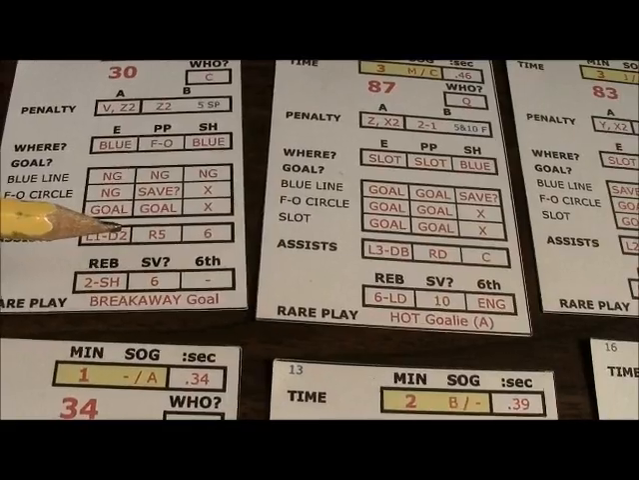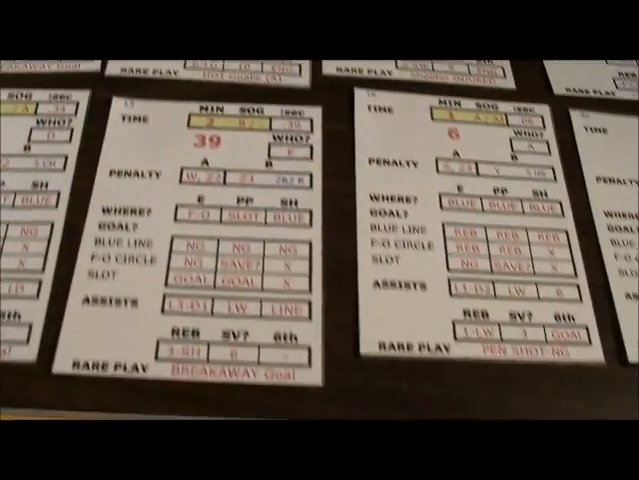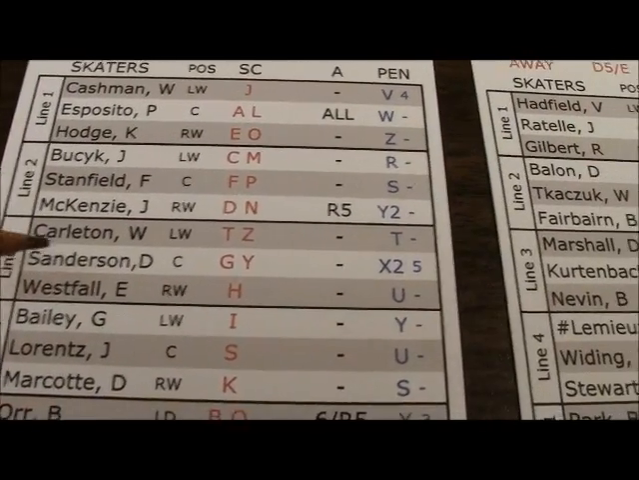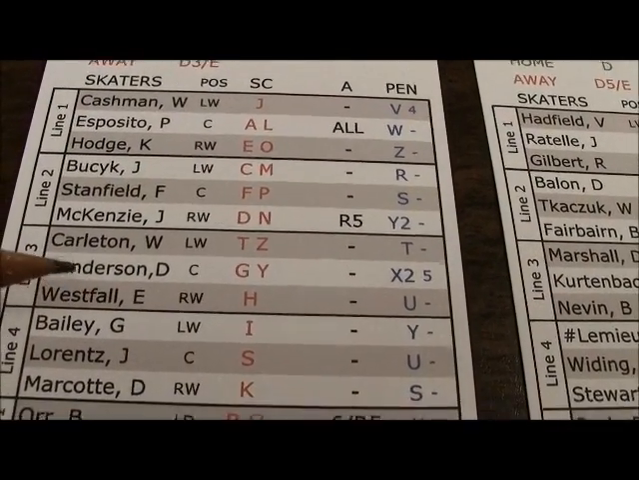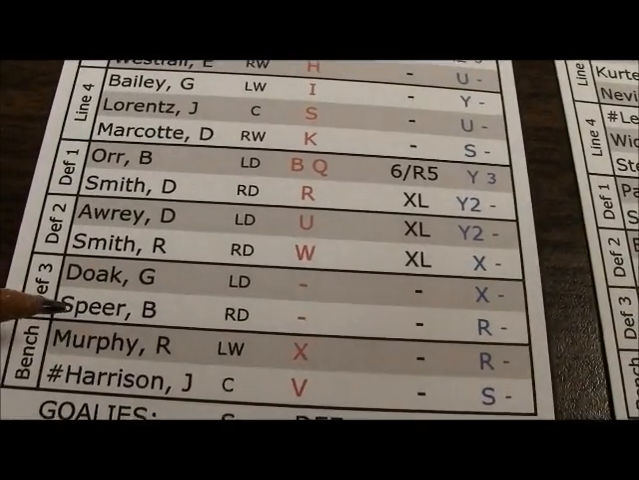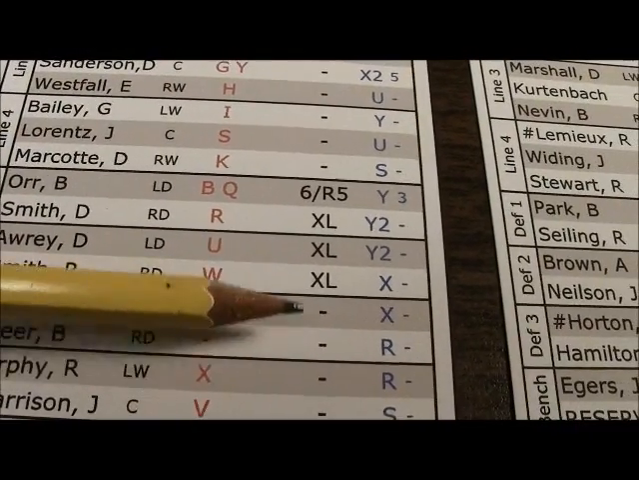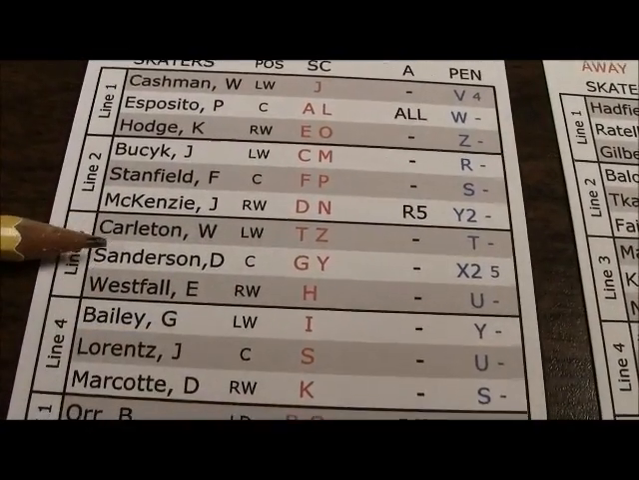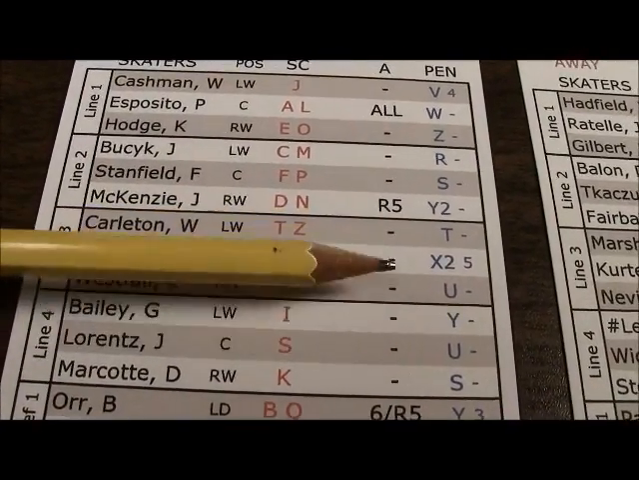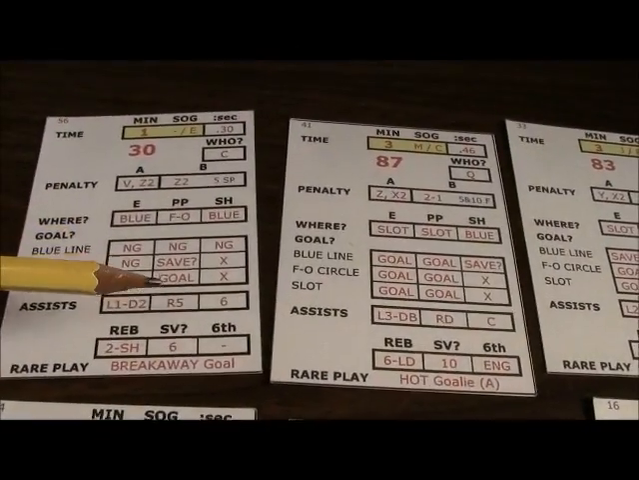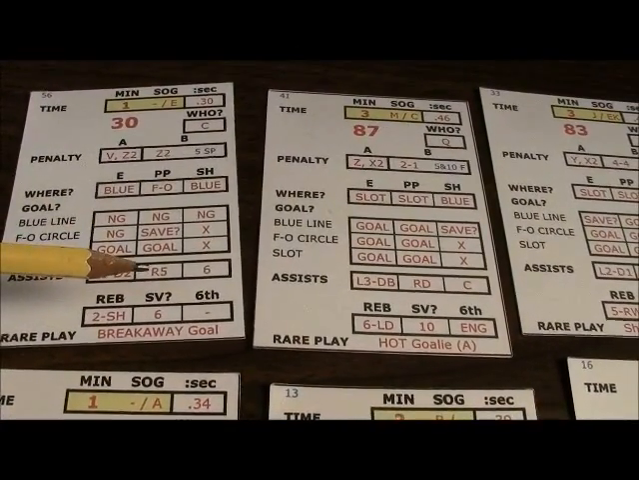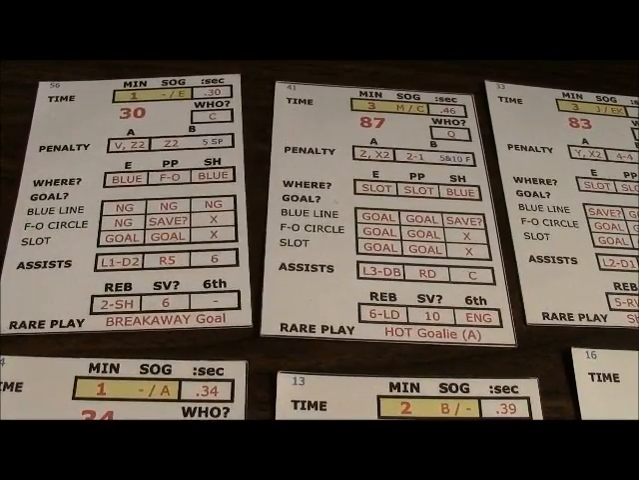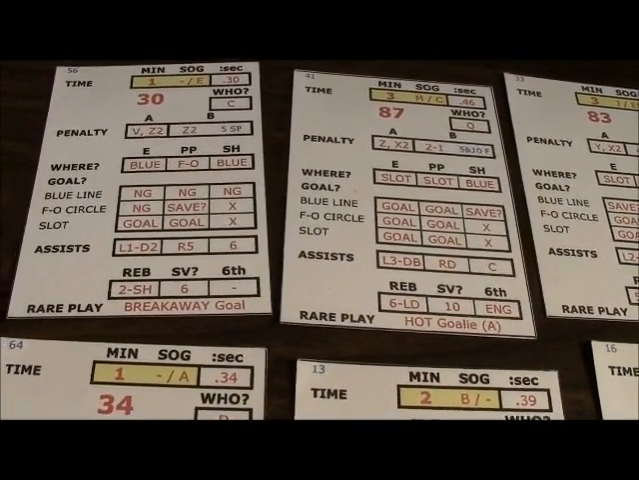Now, if there's no player on the line with that assist, let's say it's line 3 for Boston, Sanderson scores, and let's say defensive pair 3 is on the ice with them, none of these players are rated 6 or R5, and none of Sanderson's line mates are rated R5 or 6. So for that reading, there would be no first assist. You would draw another action card and check for a second assist.